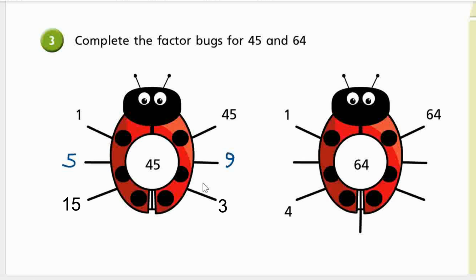Yeah, I'm not sure if we are supposed to do that. I think we just put all the numbers that go into 45, yeah? So that's it, right? Nothing else. Let's move on to 64.